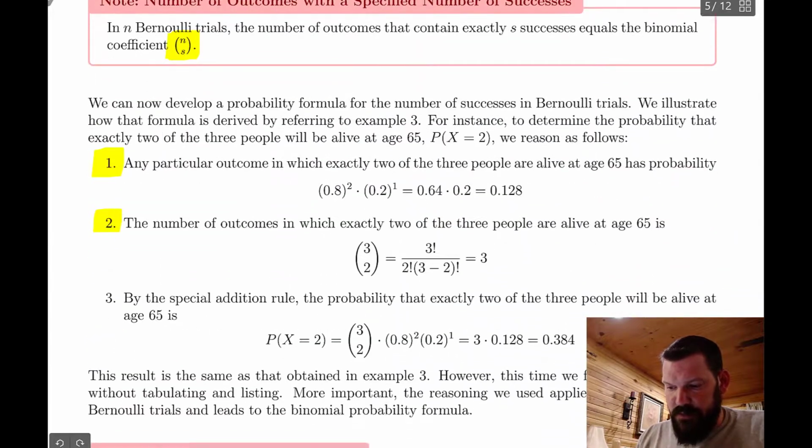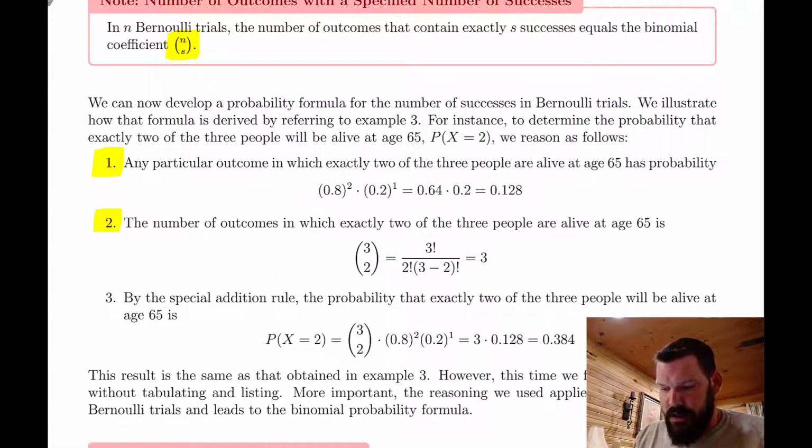This formula, the binomial probability formula, will give us that answer directly without computing all of those values. It's 3 choose 2 times the probability of a success raised to the power of the number of successes we're looking at, and then times the probability of failure raised to the remaining, which is 3 minus 2, which would be 1.